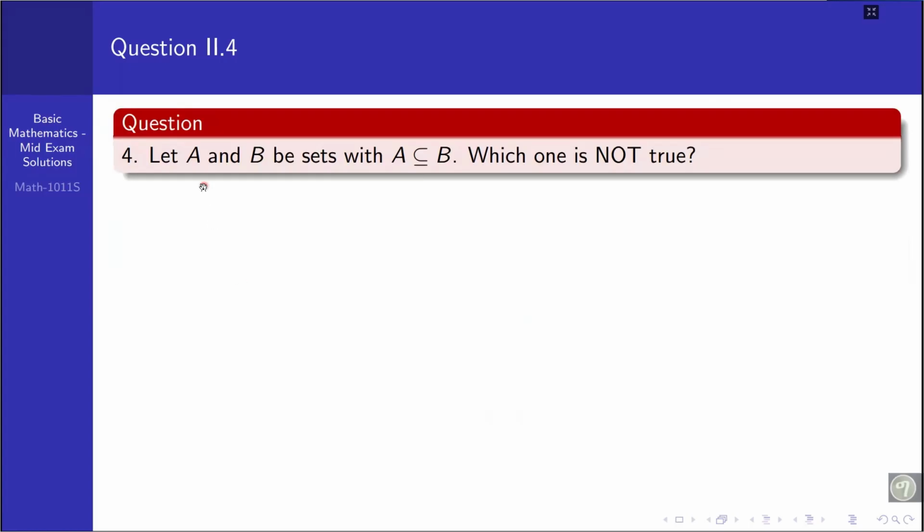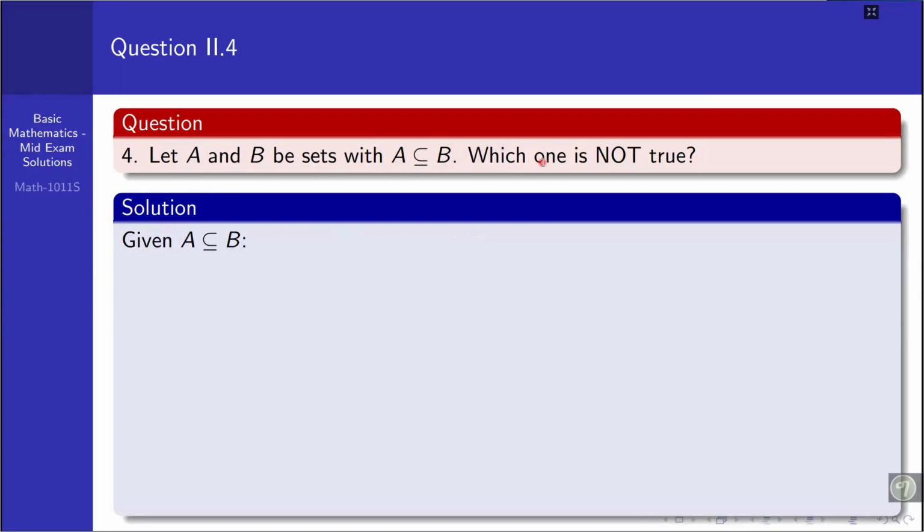Question number 4. Let A and B be sets with A a subset of B. Which one is not true? We are given that A and B are sets satisfying the condition that A is a subset of B, or B includes A. Then which one is not true is the question.